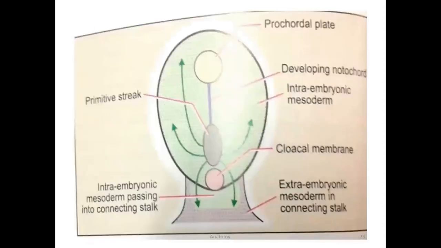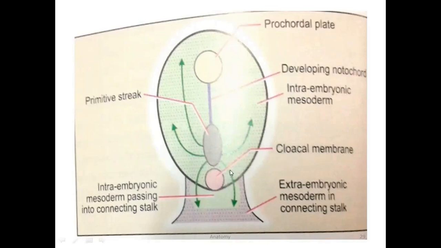So in this diagram, you can see this is a procaudal plate anteriorly, toward the head end. You can see here, this is a cloacal membrane. So anteriorly the procaudal plate, posteriorly the cloacal membrane. You can see here, this is a primitive streak. So cells get proliferated from the modified ectoderm cells and intraembryonic mesoderm gets formed. This intraembryonic mesoderm goes sideways, reaches here, but it doesn't enter this procaudal plate. Similarly, toward the tail end, it does not enter this circular area, which is called the cloacal membrane.